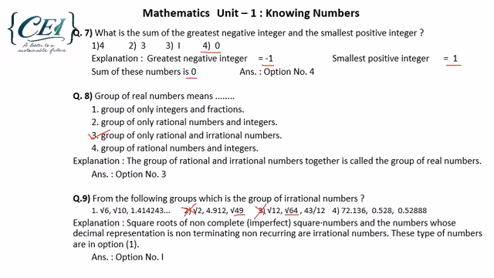Now check this. What do you find? 8888 is repetitive, and an irrational number should be non-repetitive. This is repetitive, so this answer is wrong. So which is the right answer? This is the right answer.